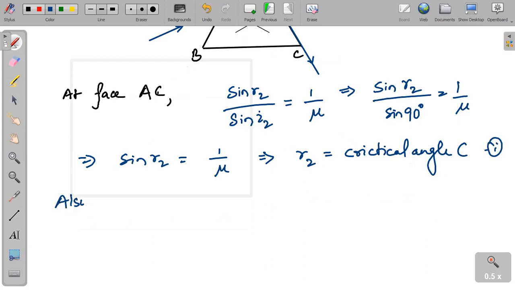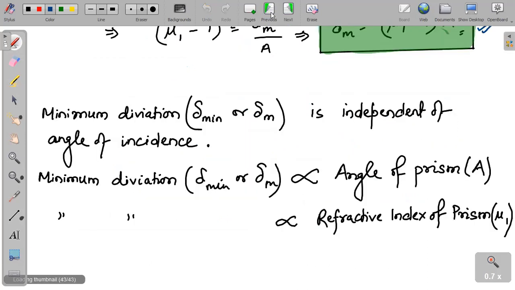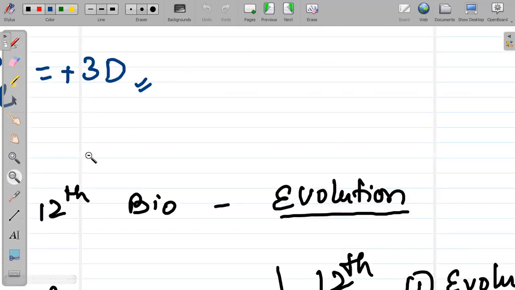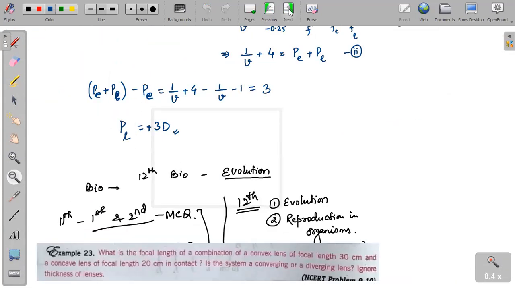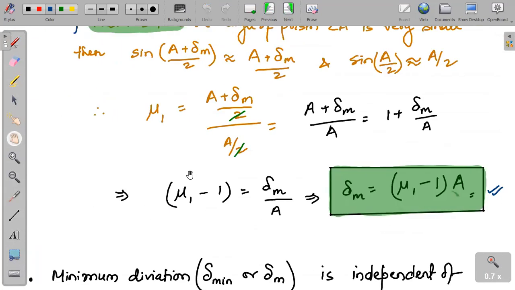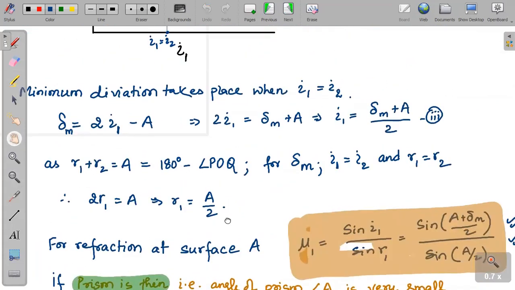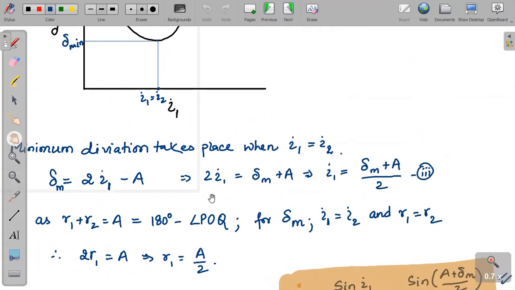Also, we have R1 plus R2 is equal to A. We proved this on the previous page. We have it here in the equation.